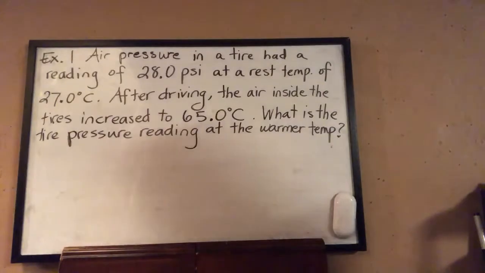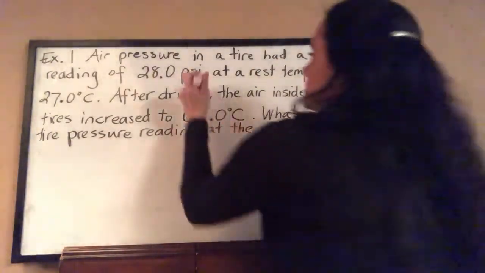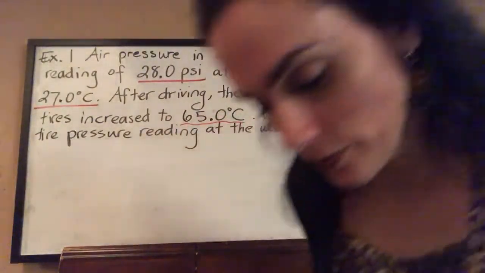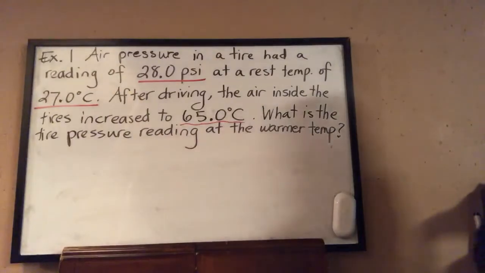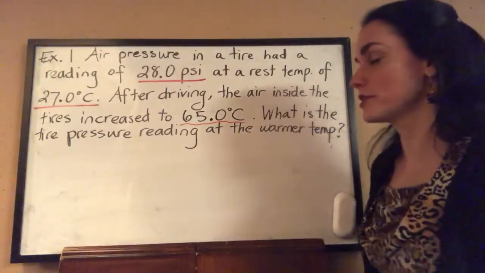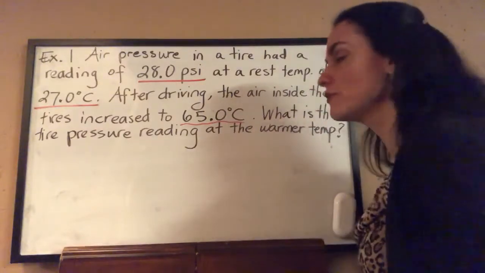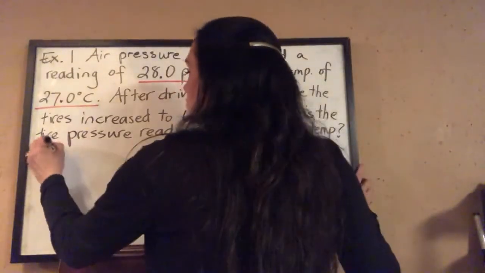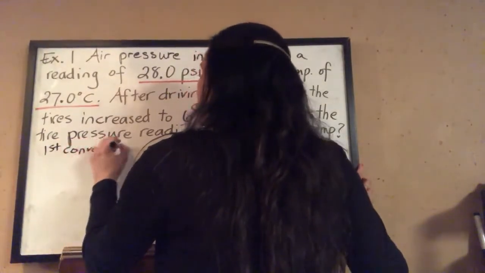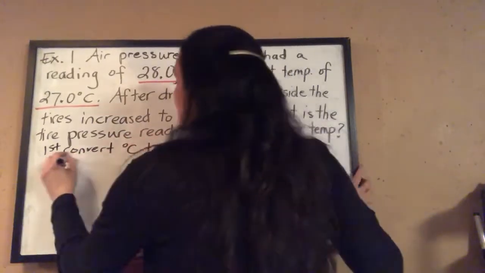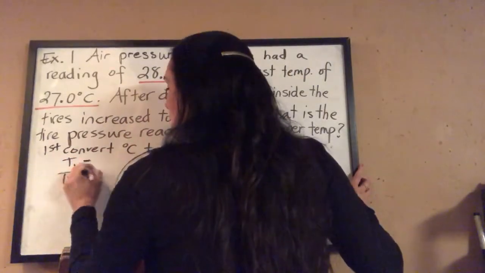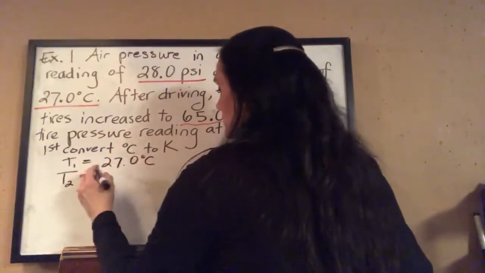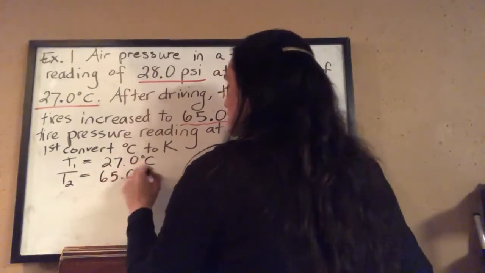Okay. So again, more word problems. The gas laws. We have a lot of word problems here. So what we need to do, we have to convert the Celsius temperatures into Kelvin. Before we do anything with any formula, we need to have the Celsius temperatures in Kelvin. So first, convert Celsius to Kelvin. Okay, so we have 27 degrees Celsius and we have 65 degrees Celsius.